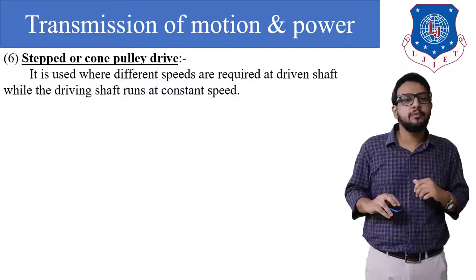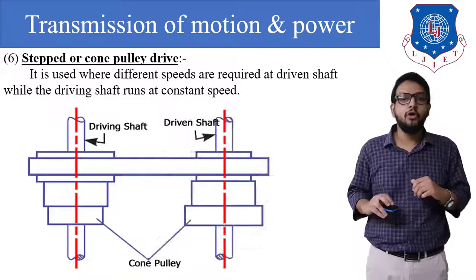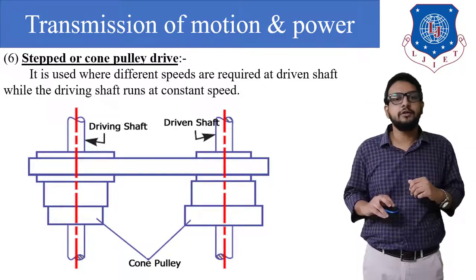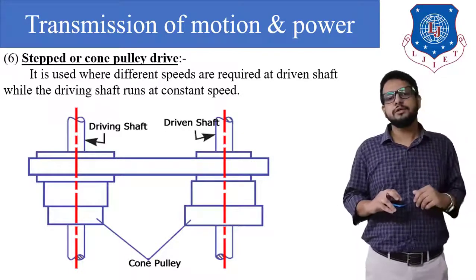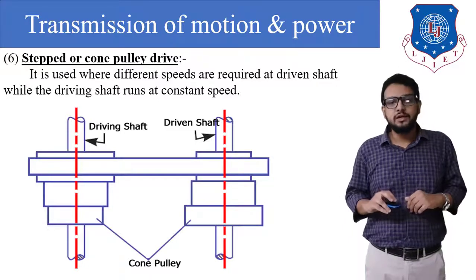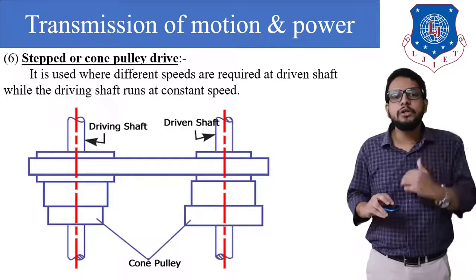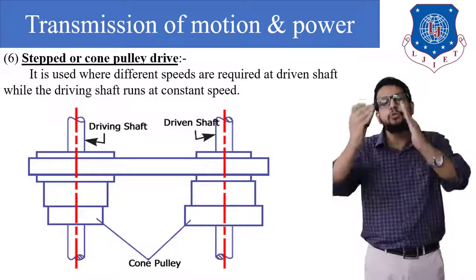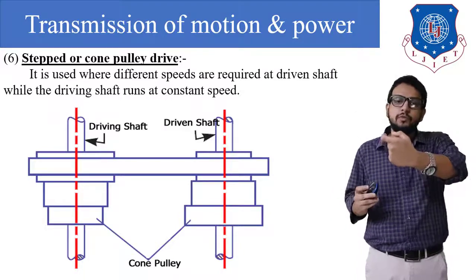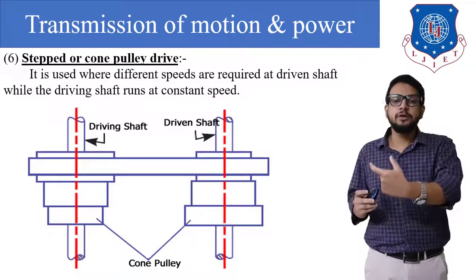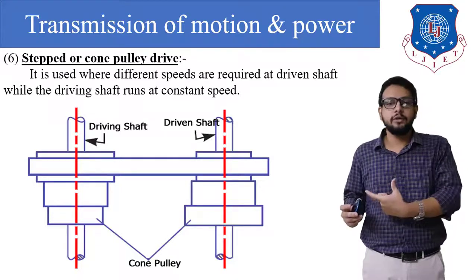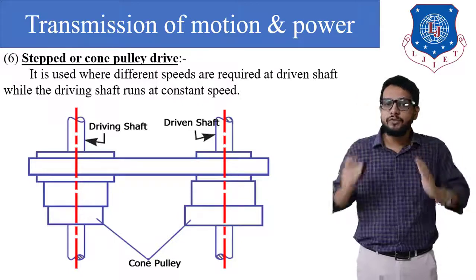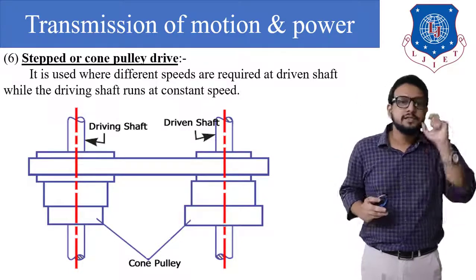The next type is a stepped cone pulley drive. It is used where different speeds are required at the driven shaft while the driving shaft runs at constant speed. As you can see, why is it called a step cone pulley? It is forming like a stairs, and it forms a conical shape. That is, the first stair on top is a smaller one, then the second one is a bigger one, then the third one is a little bigger one, as you can see on a driven shaft. So it is actually forming a conical shape, and because of that the name given to the pulley is stepped cone pulley drive.